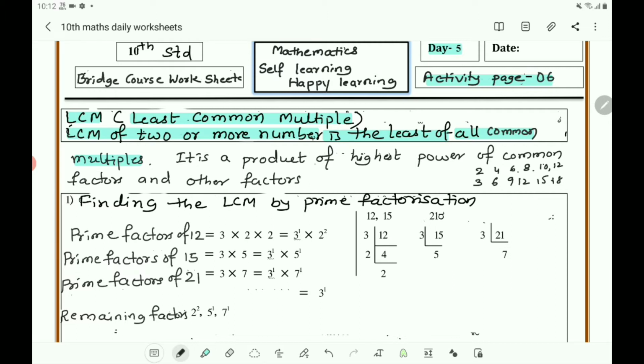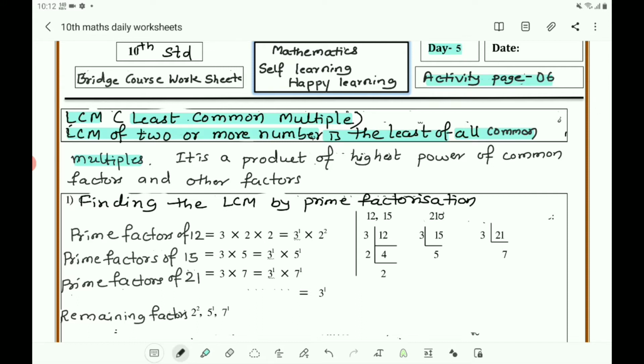So which are the common multiples? These are the multiples of 2, these are the multiples of 3. Here the common multiples are 6 and 12. Similarly you can get 18, because 18 is a multiple of 3 and also a multiple of 2. Here which is the least? 6. 6 is the LCM of 2 and 3. So, least common multiple. But by the method of factorization also it is possible to get the LCM.